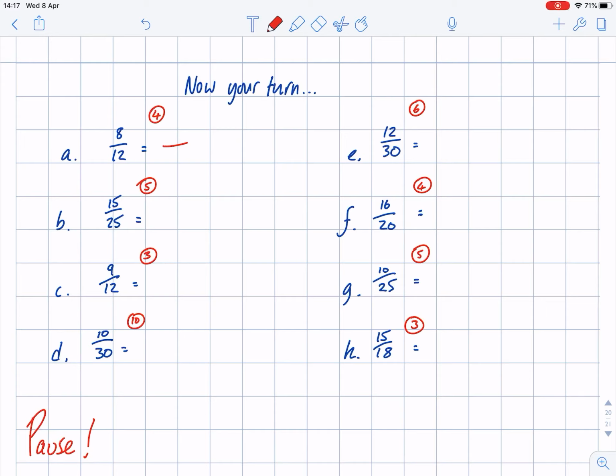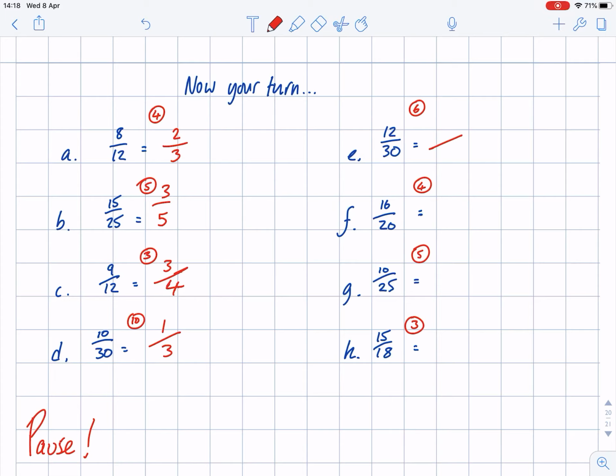Okay, fab. So looking at A, 8/12 can be simplified to 2/3. 15/25 can be simplified into 3/5. 9/12 can be simplified and it would be 3/4. Remember, when the 4 is on the bottom as a denominator, we don't say fourths, we say quarters. Next one, 1/3. Again, when the 3 is on the bottom as the denominator, we say thirds, not threeths. That'd be a bit daft.